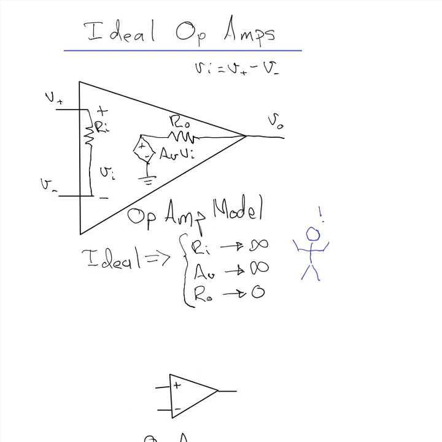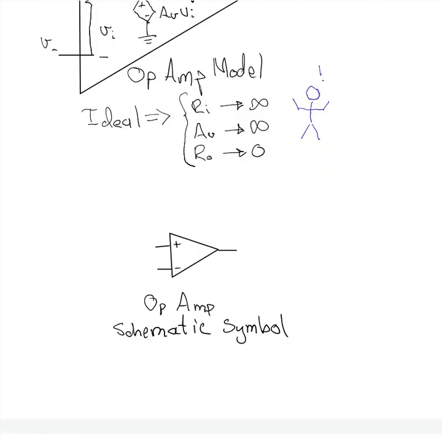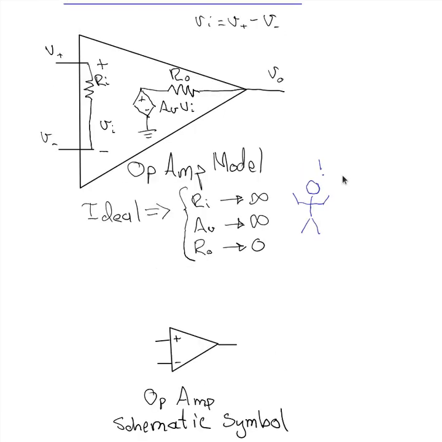The symbol for an op-amp is this triangle you see down below here. It's kind of shorthand for this model you see up above. The plus and the plus correspond, the minus and the minus correspond, and the output is at the point of the triangle.